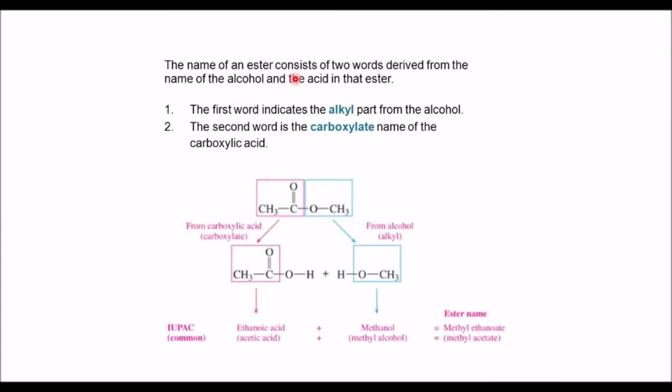The name of an ester consists of two words derived from the name of the alcohol and the acid in that ester. The first word indicates the alkyl part from the alcohol. Methyl comes from alcohol part. The second word is the carboxylate name of the carboxylic acid. Ethanoate comes from carboxylic acid part.